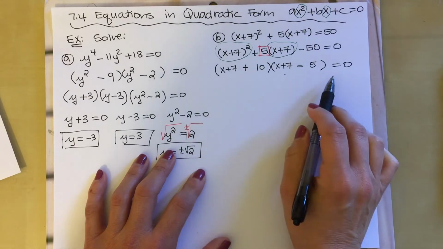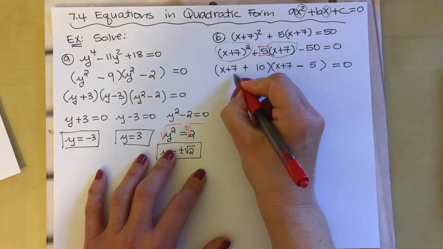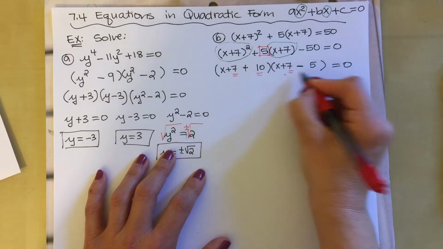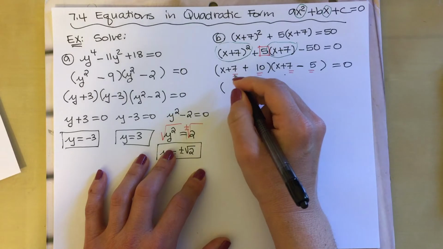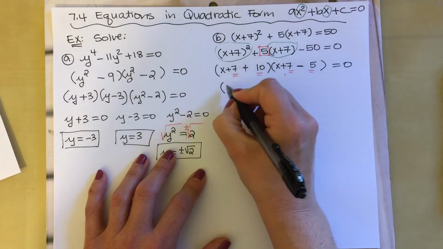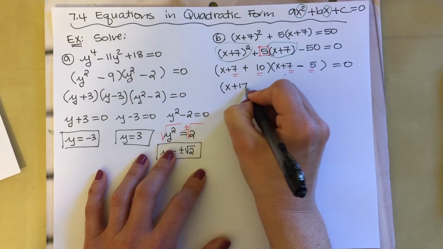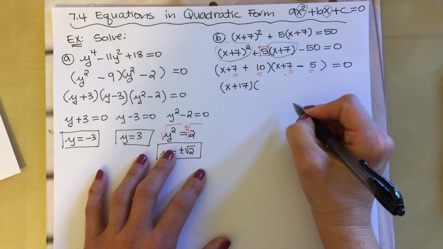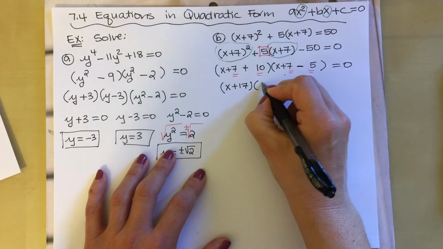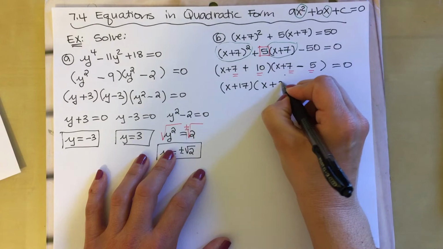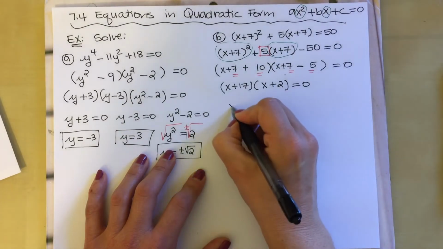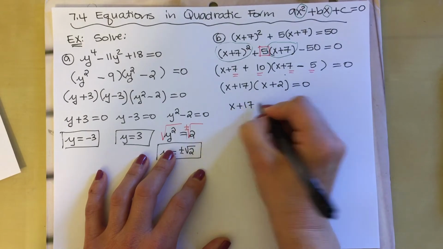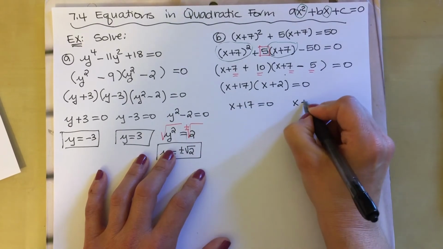So this is factored. Notice that we have like terms. We can actually combine those. So this is going to give me x plus 17, and the other one is going to give us x plus 2. From here, we solve like we normally do. Set each factor equal to 0.